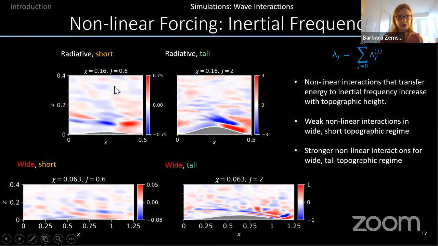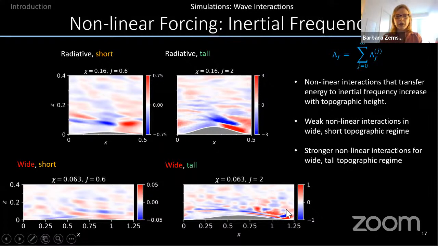And here I'm showing the 4 different plots. So here the radiative short topography and radiative tall topography, and here the wide short and wide tall topography. And I'm plotting this parameter lambda f, which measures the strength of the nonlinear interactions. And a few conclusions that we can draw is that nonlinear interactions that transfer energy to inertial frequency increase with topographic height. So comparing these two, as the topographic height increases, this red region increases in strength. And similar for the short topography, here we have very, very weak nonlinear interactions.